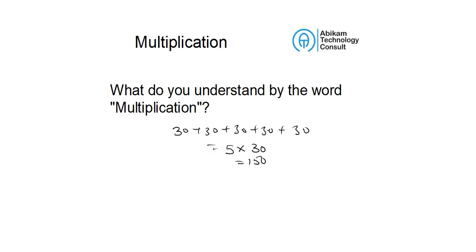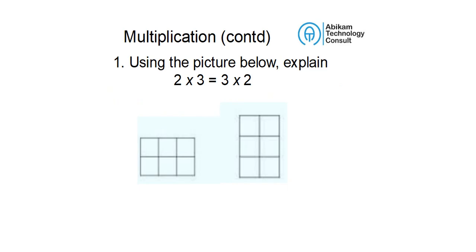Now, let's move a little bit ahead. In this case, we have multiplication. Using the picture below, explain that multiplication is also commutative, like we did for addition. So in this case, 2 times 3 is equal to 3 times 2. We want to use this picture. When you look at this picture, this is figure A, figure B. So what do you see?